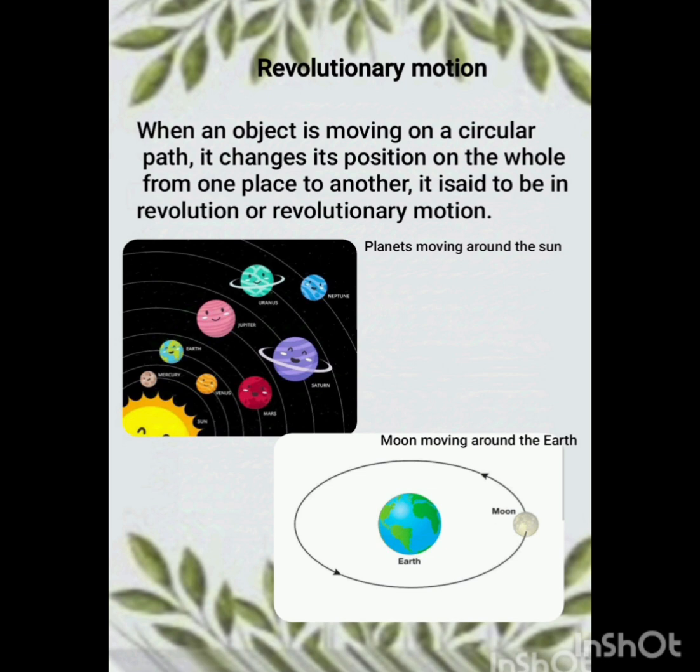Let's learn about revolutionary motion. When an object moving on a circular path changes its position on the whole from one place to another, it is said to be in revolution or revolutionary motion. For example, planets moving around the sun and the moon moving around the earth show revolutionary motion.